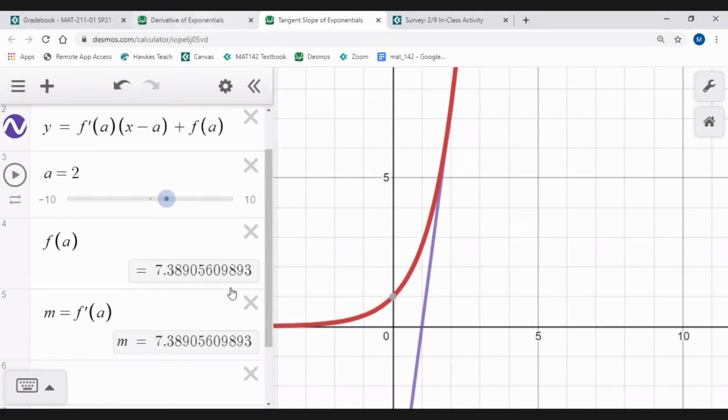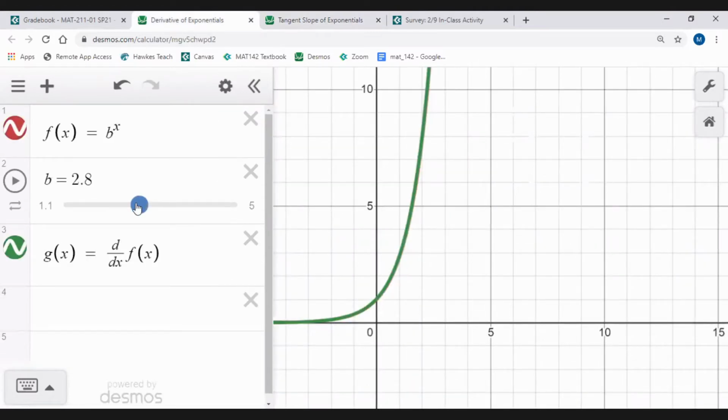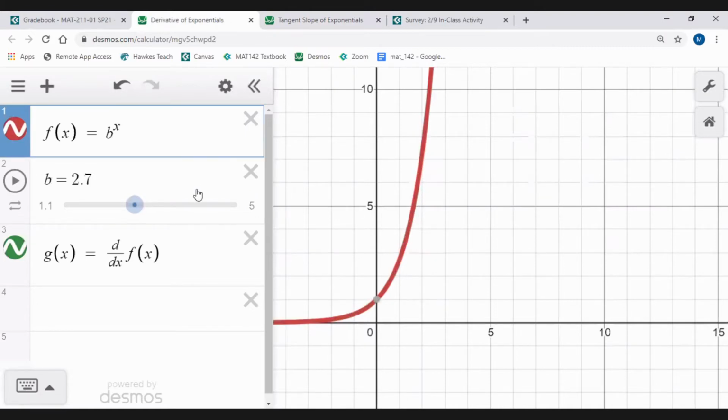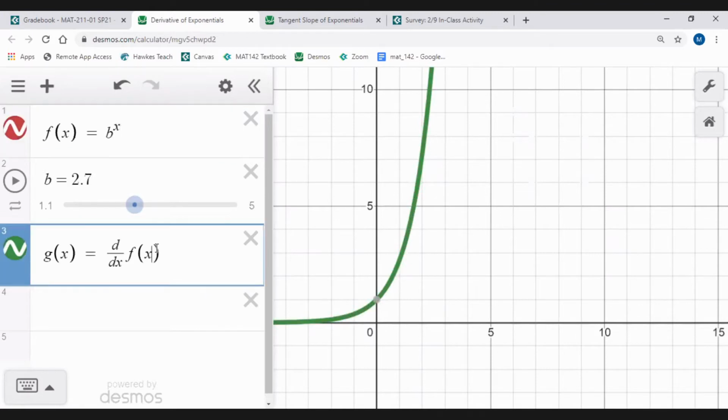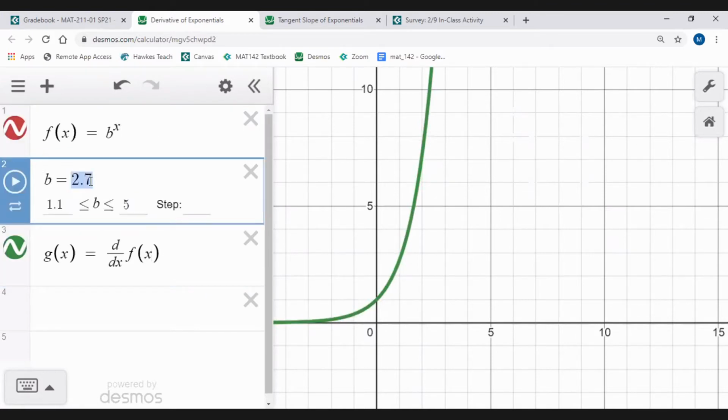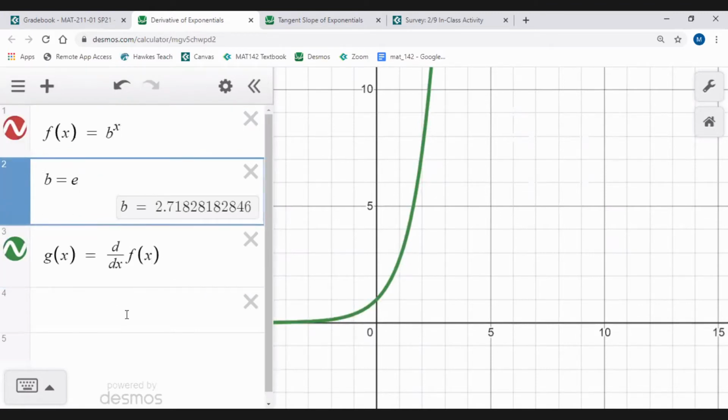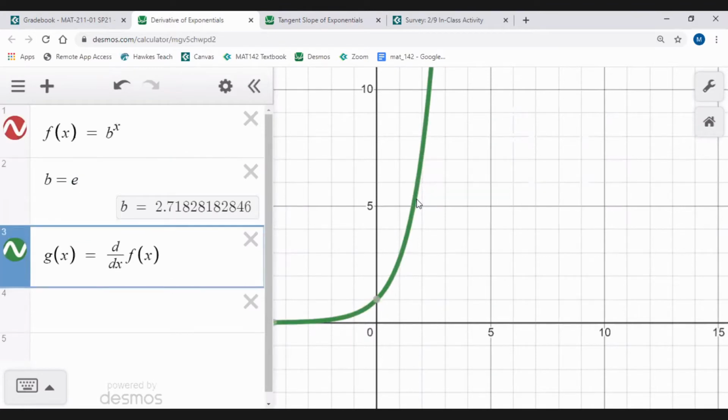That's also what we're seeing here. So we can't get exactly on e when we're moving this b around. But if we're at about 2.7, we can see that the derivative and the original function are the same. And I wonder if I can actually plug in e here. I can, there we go. So now they are definitely exactly the same.